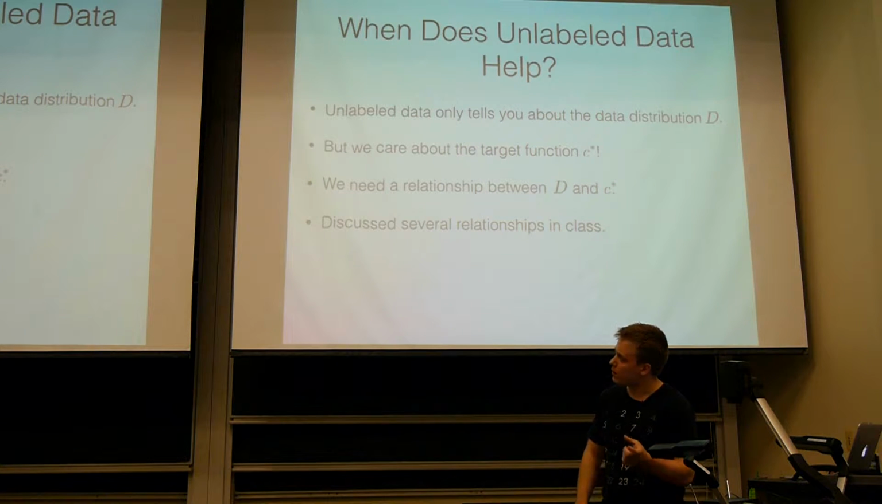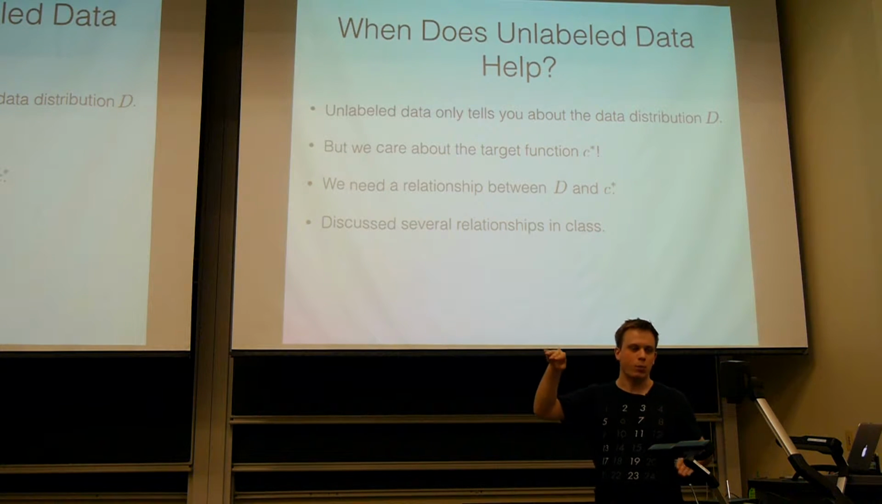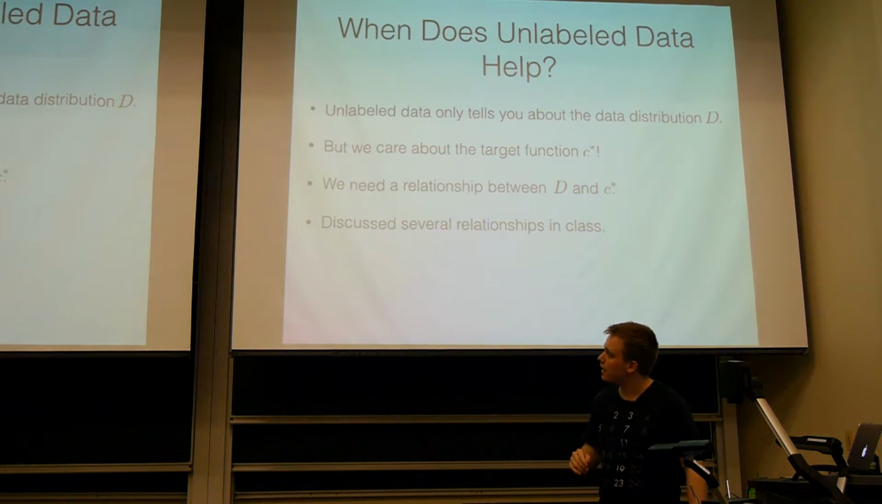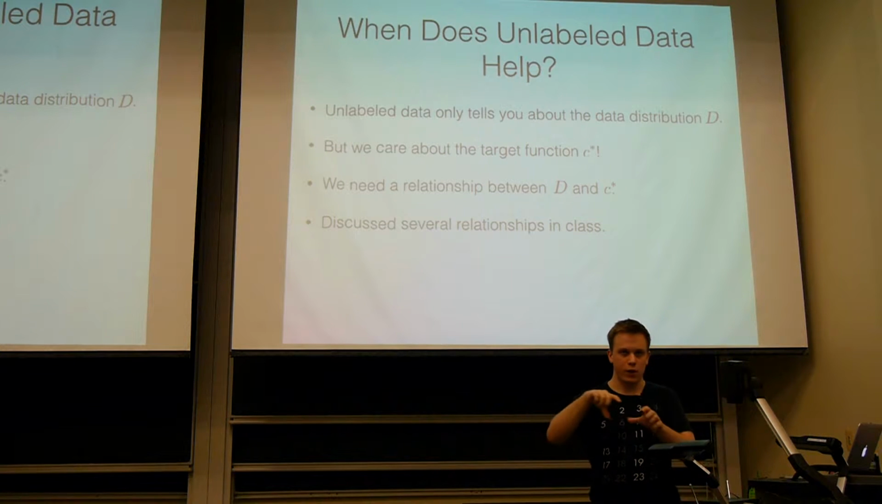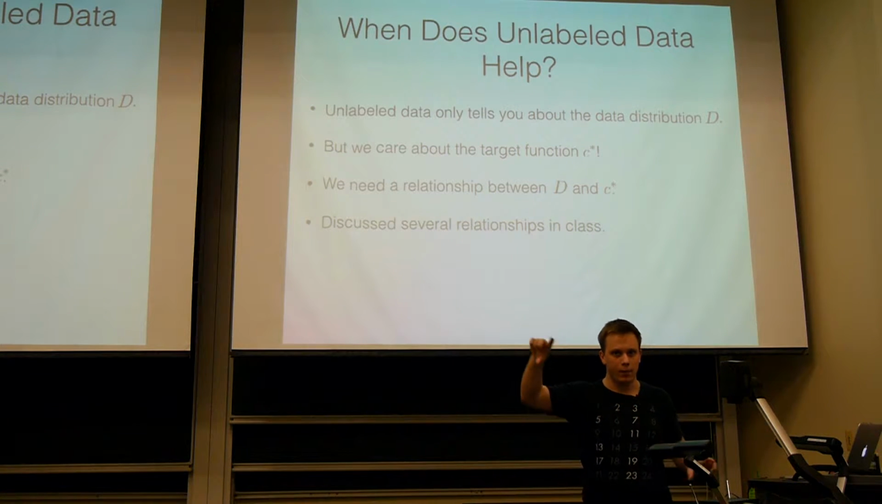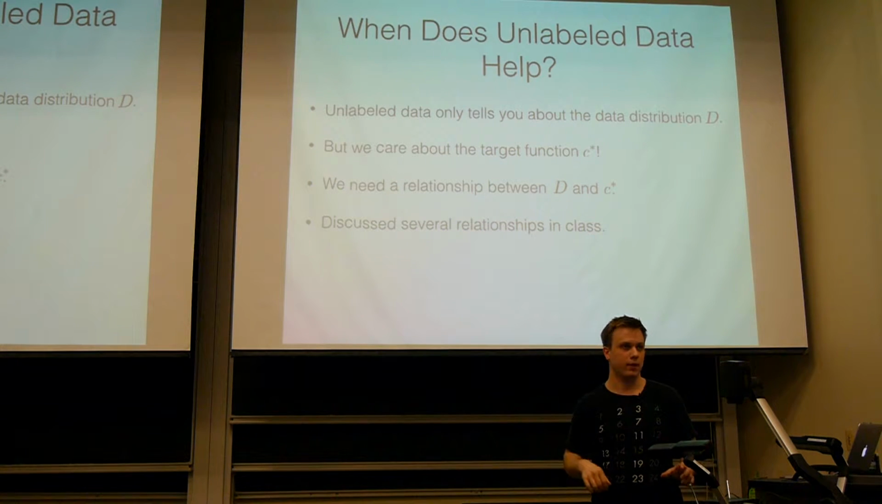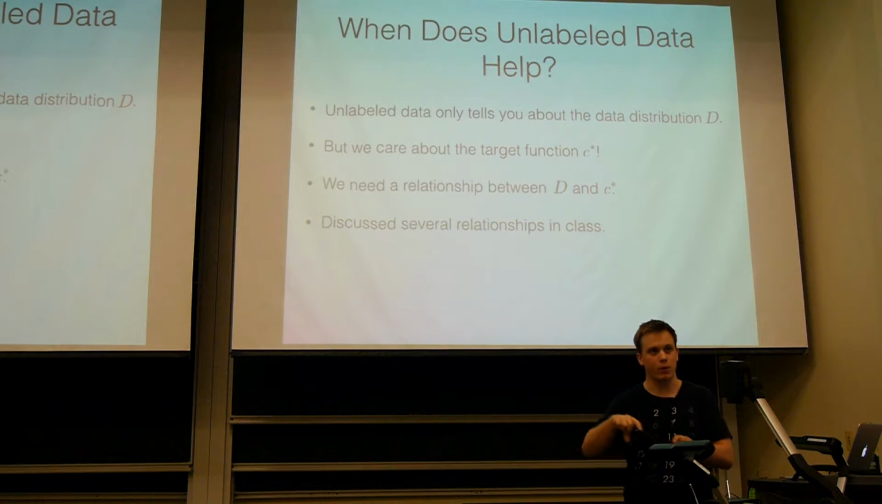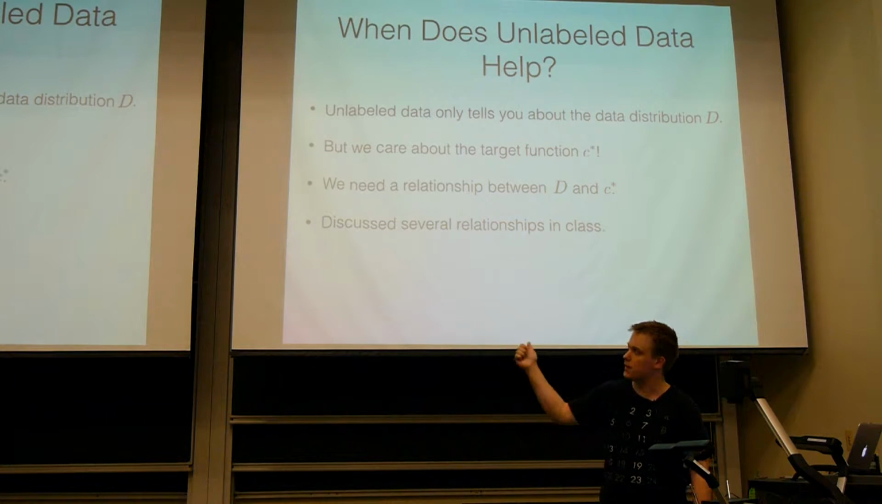If you think about what that means, it says that there's some linear separator, and all the positive examples are on one side and all the negative examples are on the other side. But more than that, there's a band of width 2 gamma on either side of that linear separator, so that you'll never see an example there. That means the data distribution can't put any probability mass on that margin. So this gives you a relationship between D and C star.